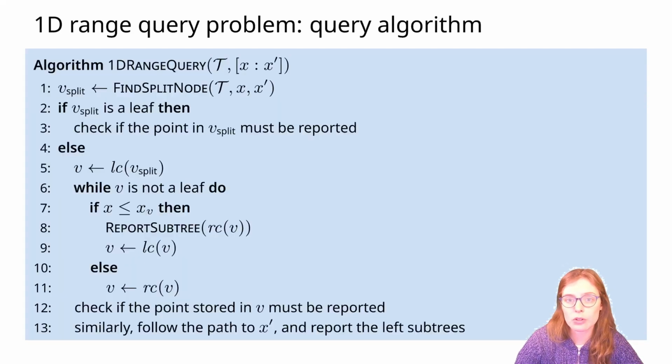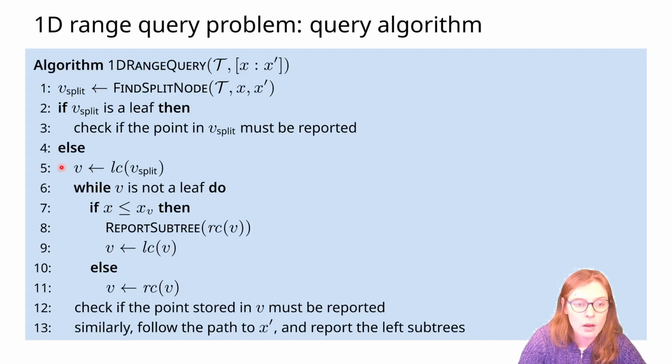Then we can give the following pseudocode for the query algorithm. First, we find the split node, following the two search paths until they diverge. Next, we check if the split node is a leaf. Then the two search paths follow the same branch from root all the way to that leaf. We simply need to check if that leaf needs to be reported, if it falls inside the range or not, and we're done. If the split node is not a leaf, it is some internal node, then we do the following.